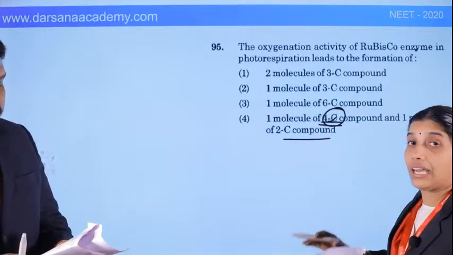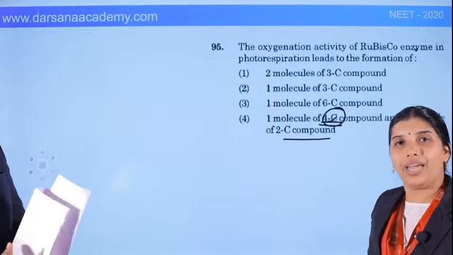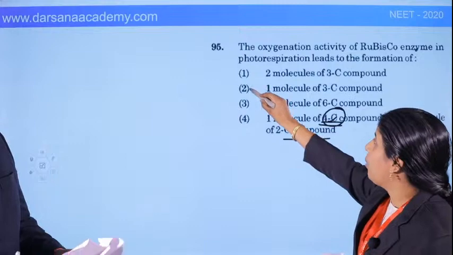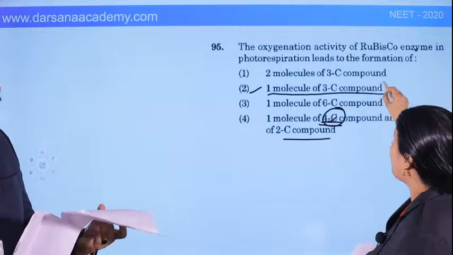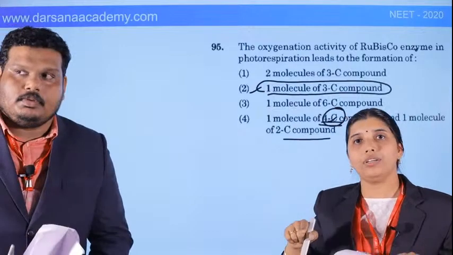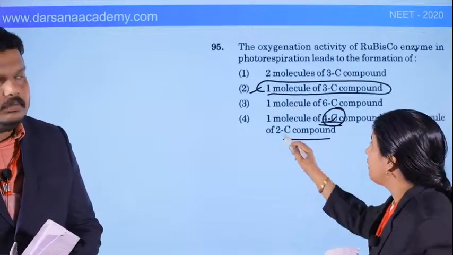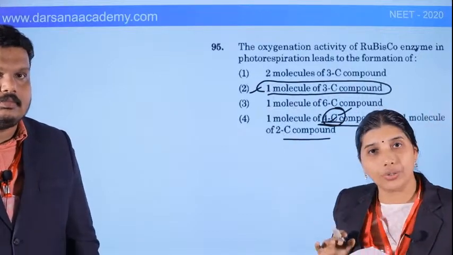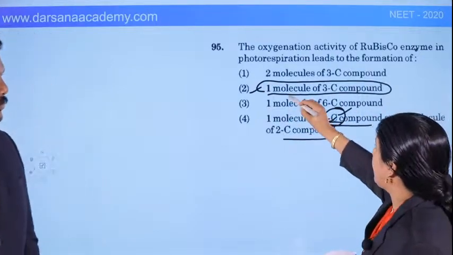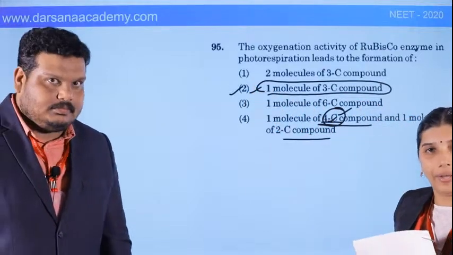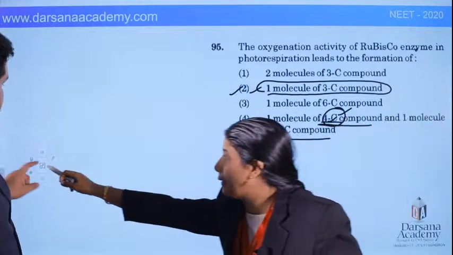Among these, which is the correct answer for this question? A very interesting option is given here. We can see that 1 molecule of 3-carbon compound, that is PGA, is the answer, and 1 molecule of 2-carbon compound is also there. But along with that, in one option, a 4-carbon compound is also given. Therefore, that is not correct. Which is the correct one? We can see that the second option is correct for question number 95. We can move to the next question.